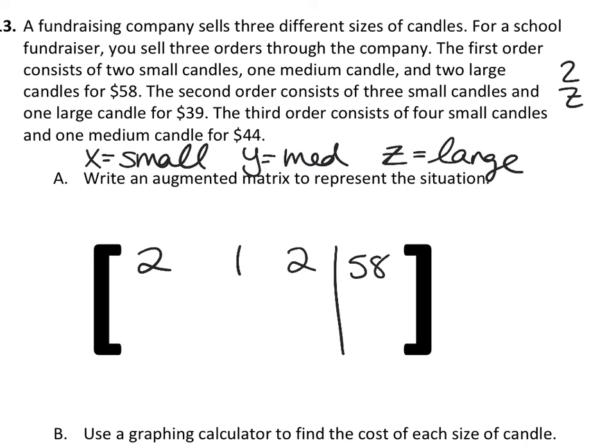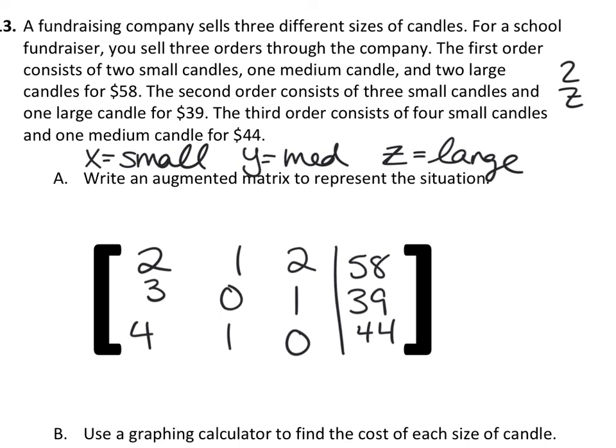For the second sentence, it says the second order consists of 3 small candles. Where should the number 3 go? The first spot, second spot, or third spot? First one, because we said X is the small. And 1 large candle. Where should I put the number 1? In the second or the third spot? Third. For a grand total of $39. I got to put a 0 there. Fabulous. We didn't sell any mediums. 0 mediums. The third order consists of 4 small candles, 1 medium candle for $44. How many large candles, though?